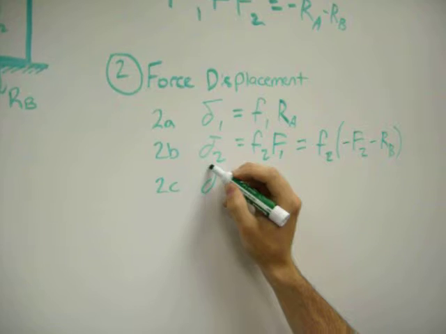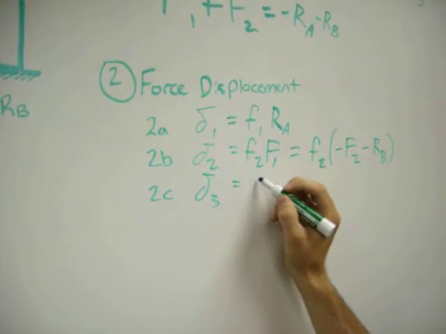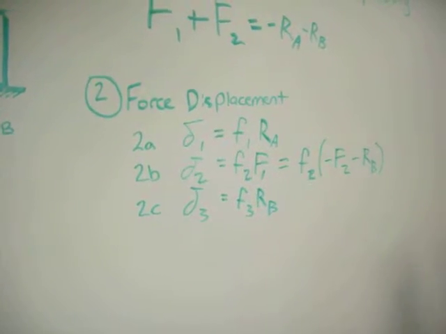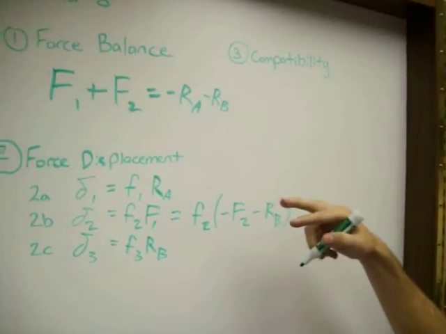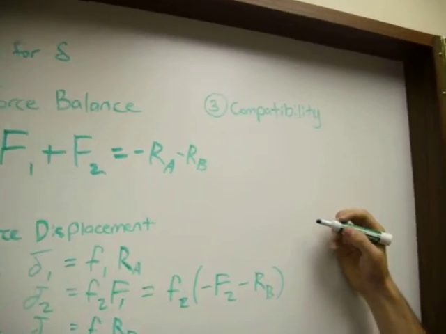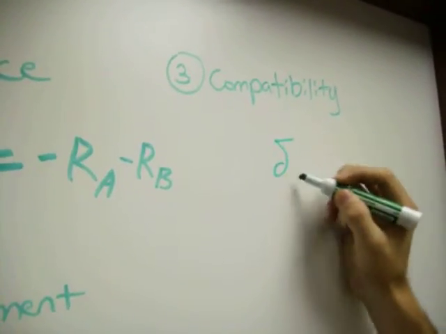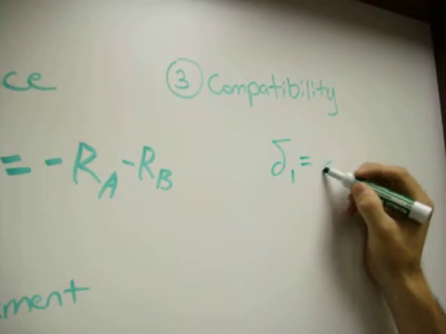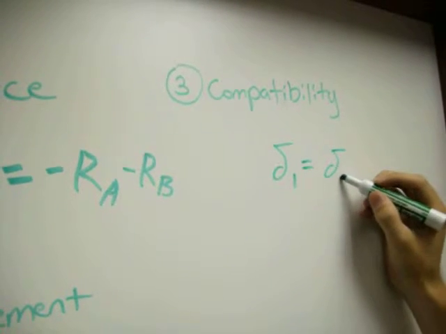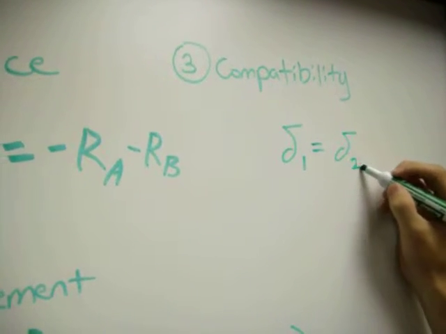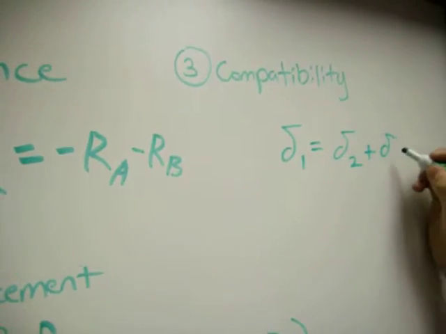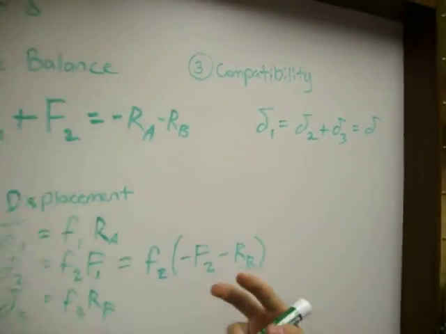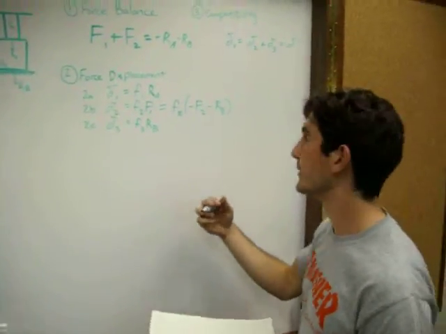And now the third displacement is just the flexibility multiplied by RB. So now I go up to the compatibility of the force balance and the displacements. And so that is related through the displacements of each of the beams, where the displacement of the beam on the right, comprised of two beams, the sum of those is equal to delta, where the beam on the left and the beam on the right have the same displacements.